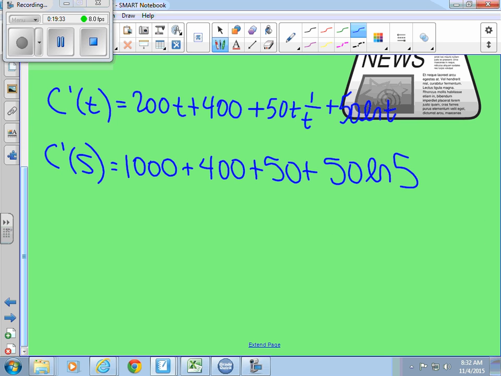Depending on whether this is a calculator problem or a non-calculator problem, we could plug that into the calculator. Will someone do that for me? Why is this probably a calculator problem? Natural log 5, right? I don't know what the natural log of 5 is. Now you could leave it as natural log 5 on a non-calculator problem.